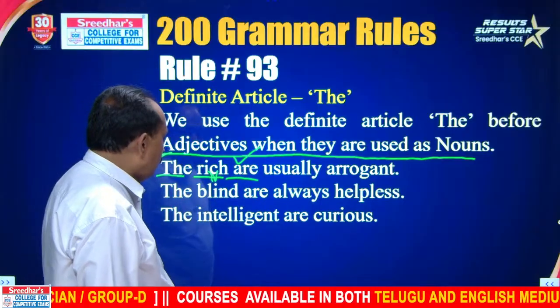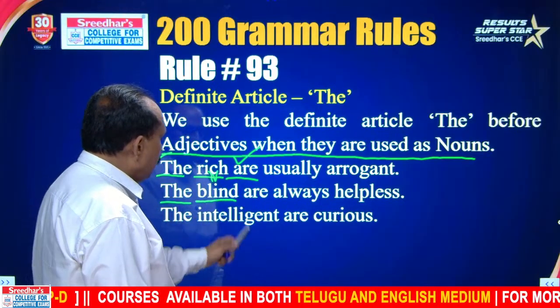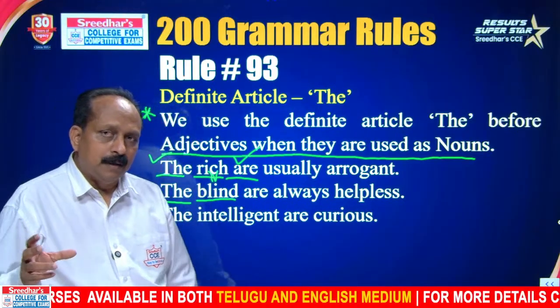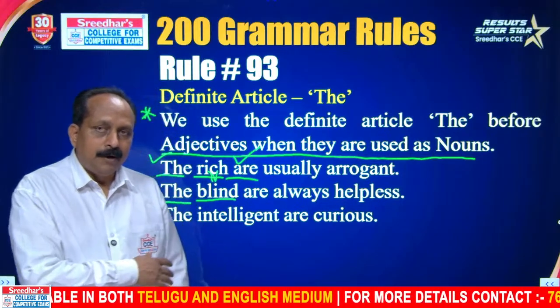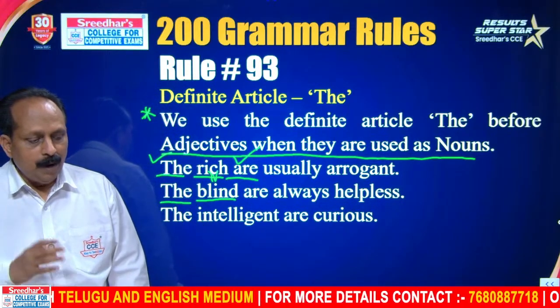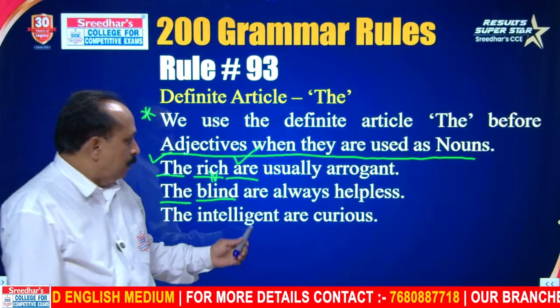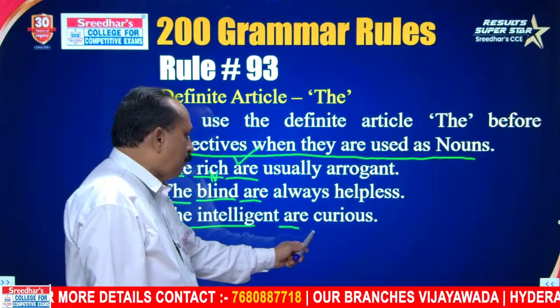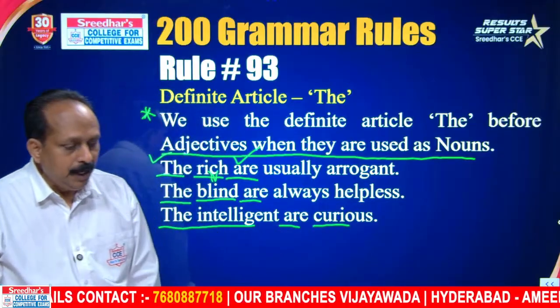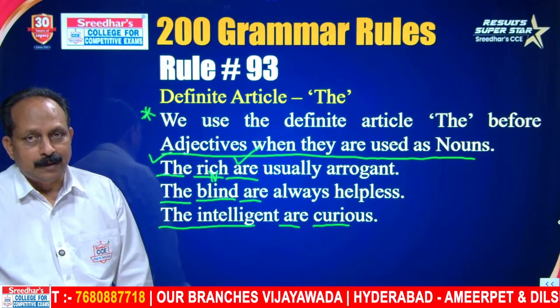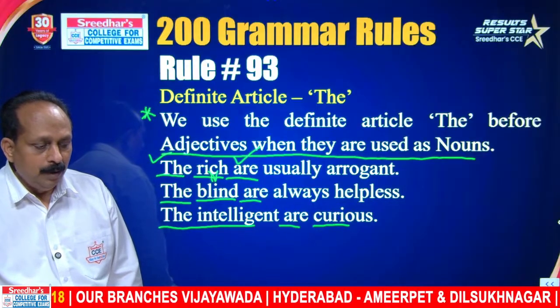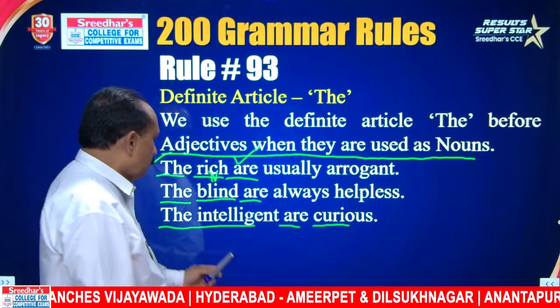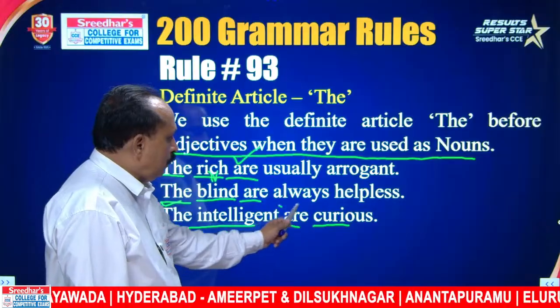This has been given many a time. The blind. He is a blind person. Blind is an adjective, but here used as a noun. The blind means all the blind people. The blind are always helpless. The intelligent are curious. Intelligent people. Intelligent is an adjective, but here used as a noun. Then what are the two dimensions? The, and also a plural verb.